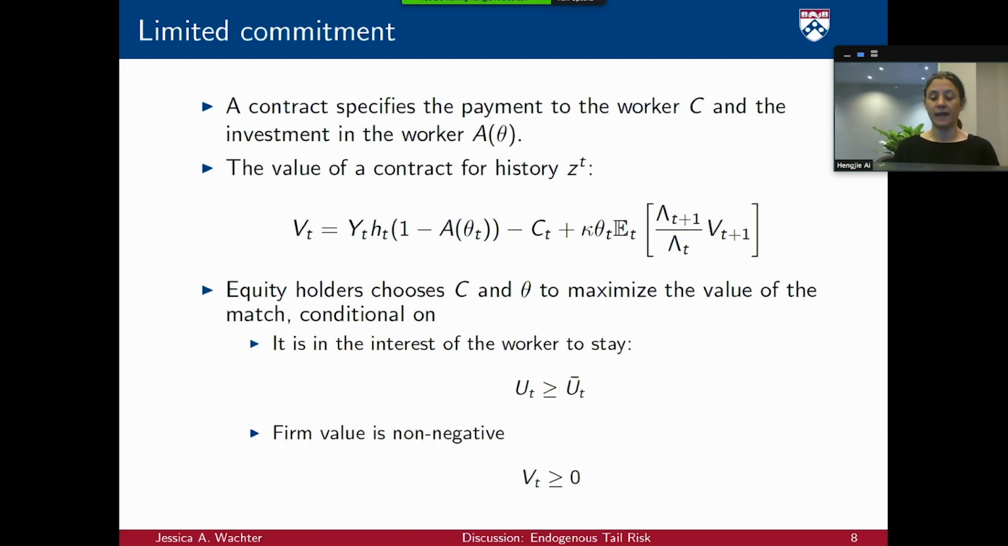First of all, we have a value of a contract, and that takes a familiar form where the value today is equal to the payoff, which is the output. You take out some for the investment, and then you take out the compensation for the worker.